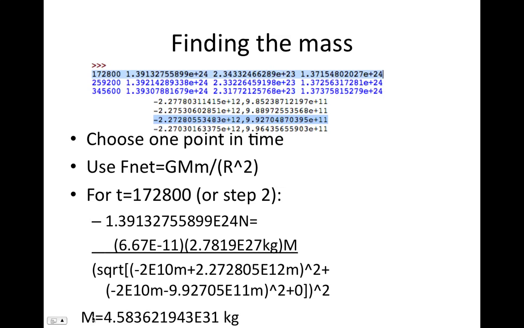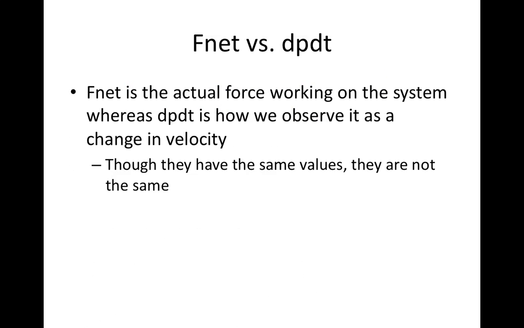So that was good. And there actually is a difference in Fnet and dp/dt, because Fnet is an actual force, whereas change in momentum over change in time is basically how we observe the force, because change in momentum, we know the mass isn't really changing, so it's really a change in velocity. So it's basically how we're viewing the force on the object, because we can't see a force, but we can see a change in velocity. So that's the difference, but they always have the same values.